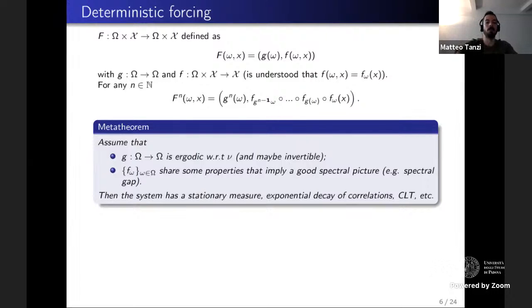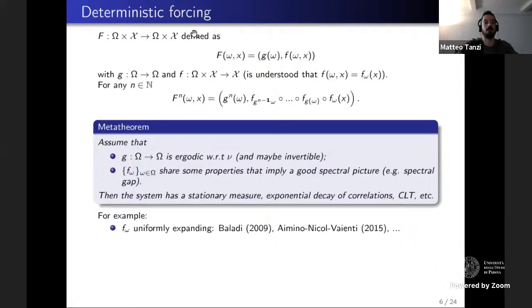Under this assumption, the conclusion of the meta theorem is your favorite statistical property, like existence of a stationary measure, exponential decay of correlation, CLT, and so on and so forth. Examples of this meta theorem, and here I'm simplifying very much. It's more complicated than this, but I'd like to give an idea of what one can usually say in this scenario. And some examples are, one could assume that F omega are all uniformly expanding maps.